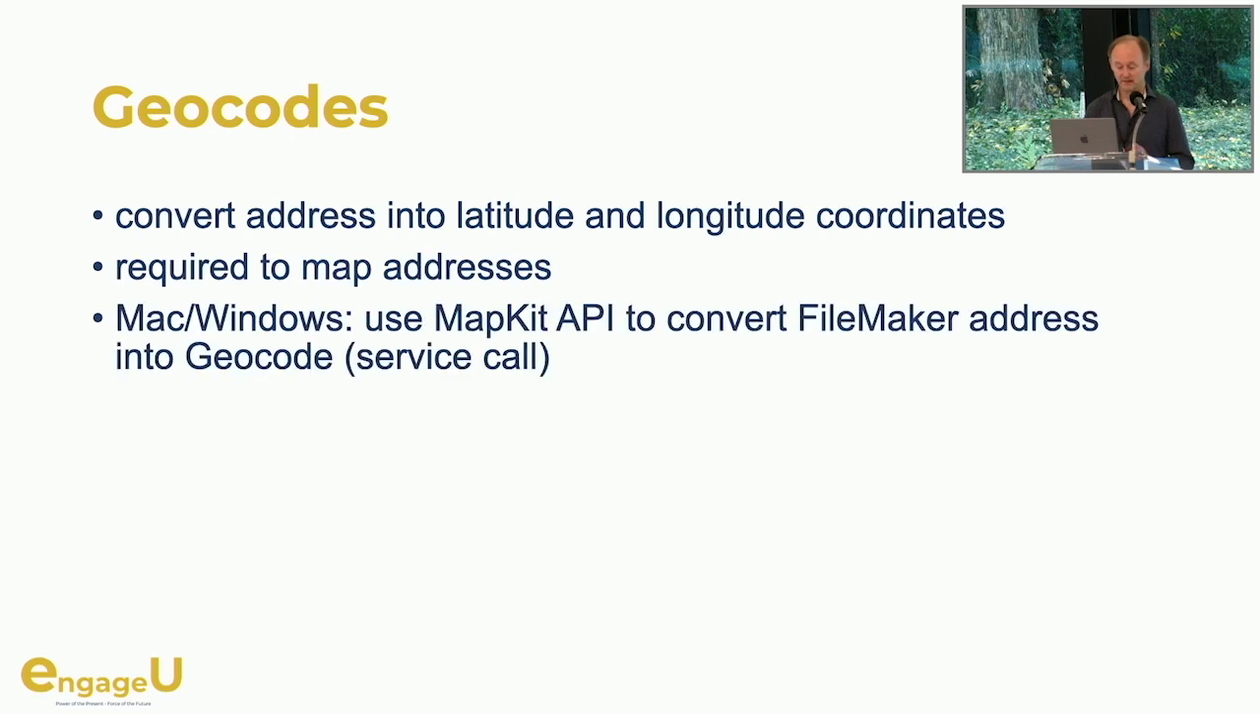With MapKit, Apple's got an API to convert an address in your FileMaker solution into a geocode, and that's called a service call. And you might remember we get 25,000 of those a day, so you can geocode 25,000 addresses a day. You store these in your FileMaker contact record. Unless the address changes, the geocode won't need to be updated.